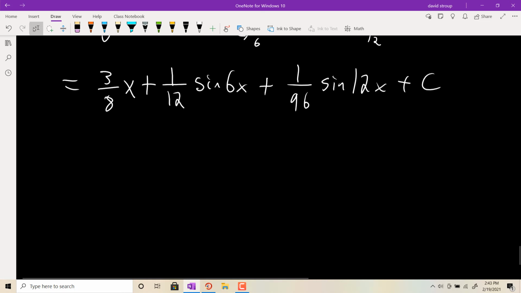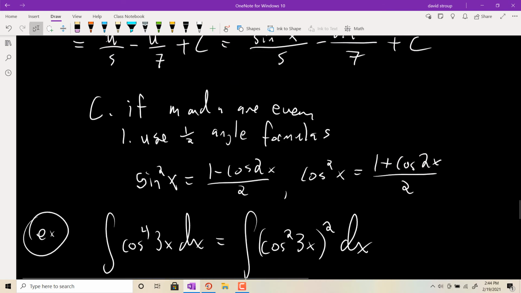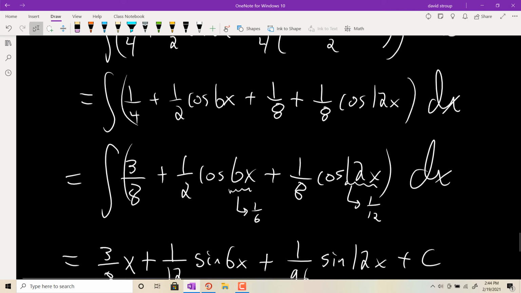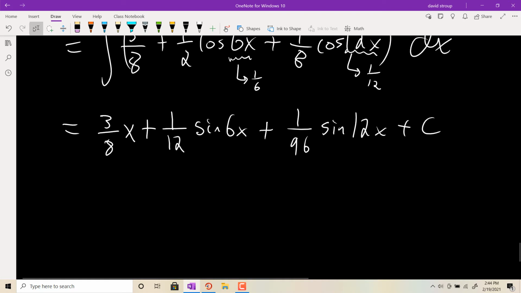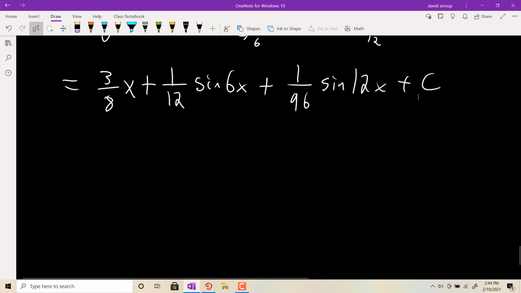In cases where you have just strictly one function, like cosine to the 9th or something like that, or even cosine to the 20th, there's something called Wallace's formula to handle those exceptions. I'm not going to go into Wallace's formula, but it is really interesting to play around with. In the long run, I'm not really all that interested in it, but if you want to learn something, it's kind of neat.